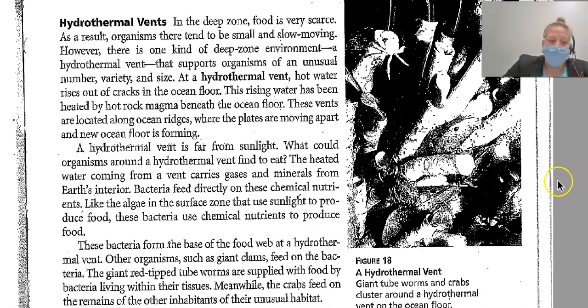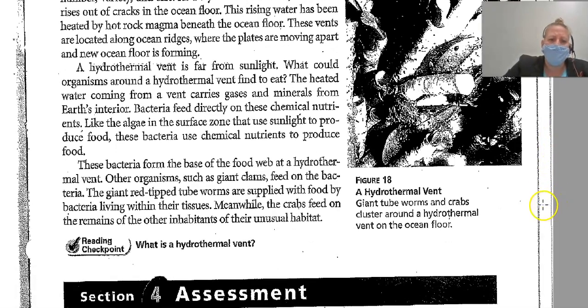Hydrothermal vents. In the deep zone, food is very scarce. As a result, organisms there tend to be small and slow-moving. However, there is one kind of deep zone environment, a hydrothermal vent, that supports organisms of an unusual number, variety, and size. At a hydrothermal vent, hot water rises out of the cracks in the ocean floor. This rising water has been heated by hot rock magma beneath the ocean floor. These vents are located along the ocean ridges where the plates are moving apart and new ocean floor is forming.